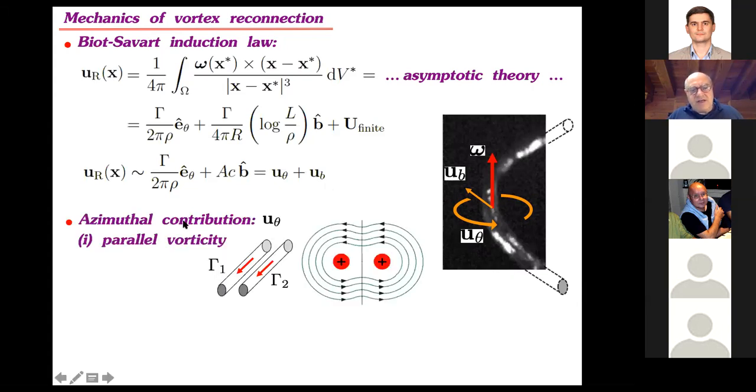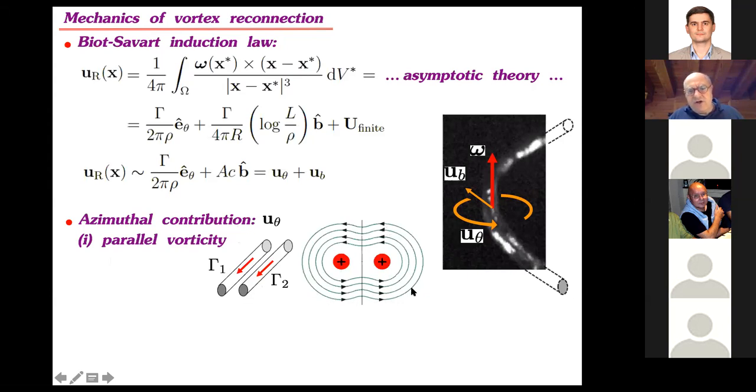Well, the azimuthal contribution, let me focus on this one first. The azimuthal contribution U theta can be distinguished in two conditions. One is when we have parallel vorticity. The vortex tubes are aligned with vorticity parallel. We may have different circulations or equal circulations. And what you see here are the streamlines around these cores of vorticity that are coming out of your screen. And the streamlines are going around.